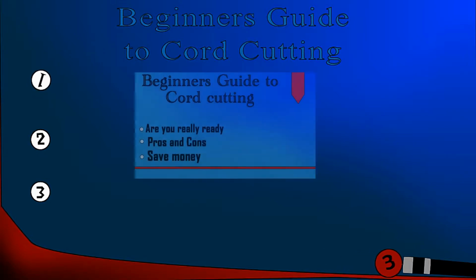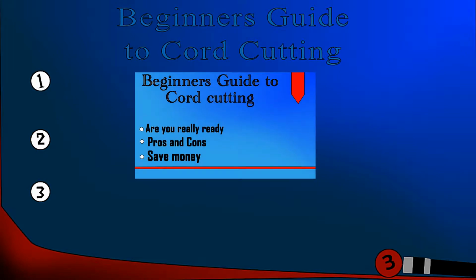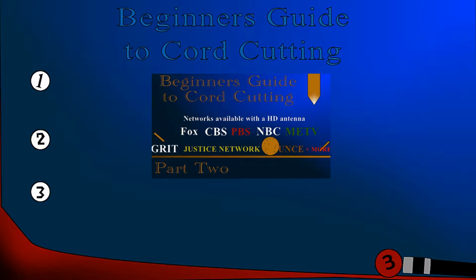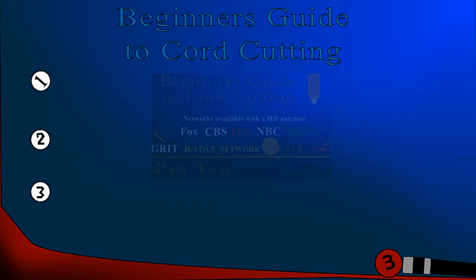In part 1 we went over the pros and cons of becoming a cord cutter, how cord cutters save money. We also wanted to make sure that you were really ready to cut the cord. Part 2 we went over different ways you can cut the cord and its benefits. Now in part 3, we're going to talk about specifically streaming devices.